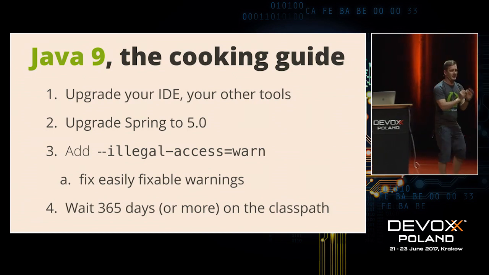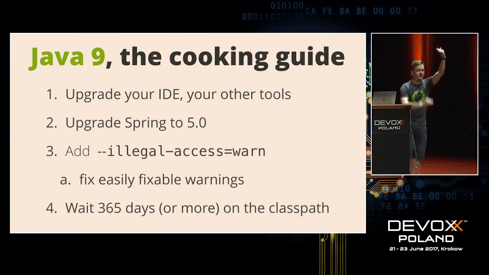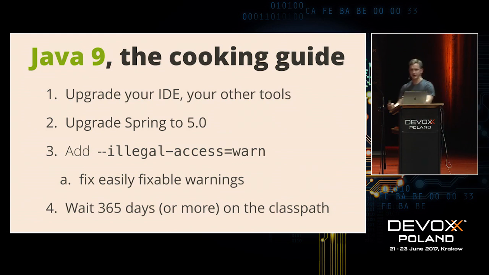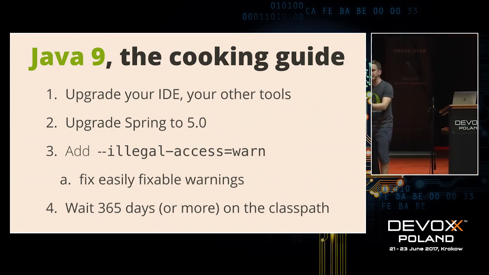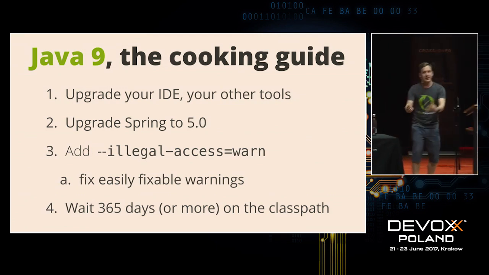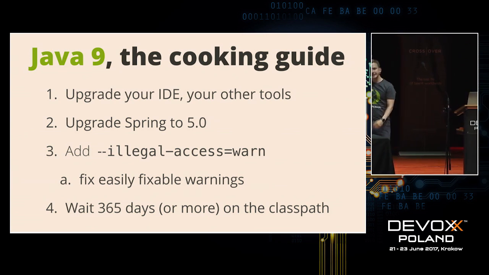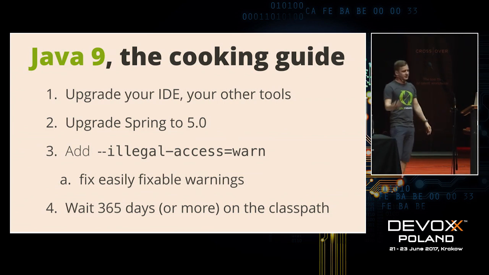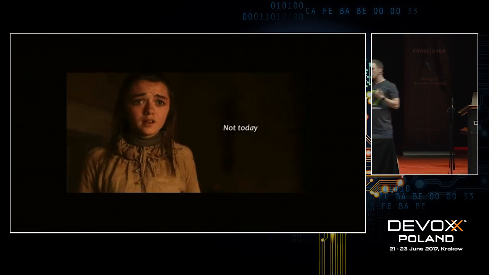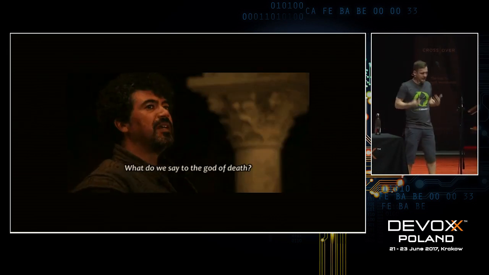You want to add illegal-access equals warn, not permit, to your process. You want to look at the list of warnings that it emits. And if you find something that you can potentially fix easily, do it. Strong encapsulation, better security, and better platform integrity are good things. When you do that and you're stuck with things that are not easy to fix, go back to the class path. It's not bad. It's normal. We ran that before. You just have to acknowledge that you don't always get what you want, and it's not always easy at the moment when you think, I need this now.